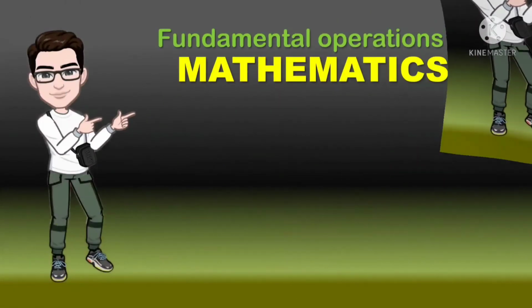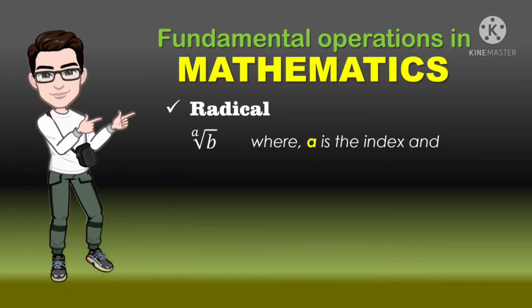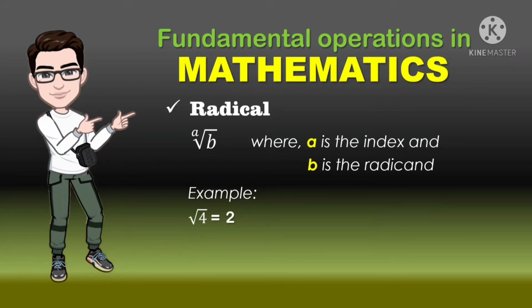So let us give some short definition or concept about radical. When we talk about radical, if we have a root of b where a is the index and b is the radicand. Example, square root of 4, we usually answer that as 2 because 2 times 2 is 4.